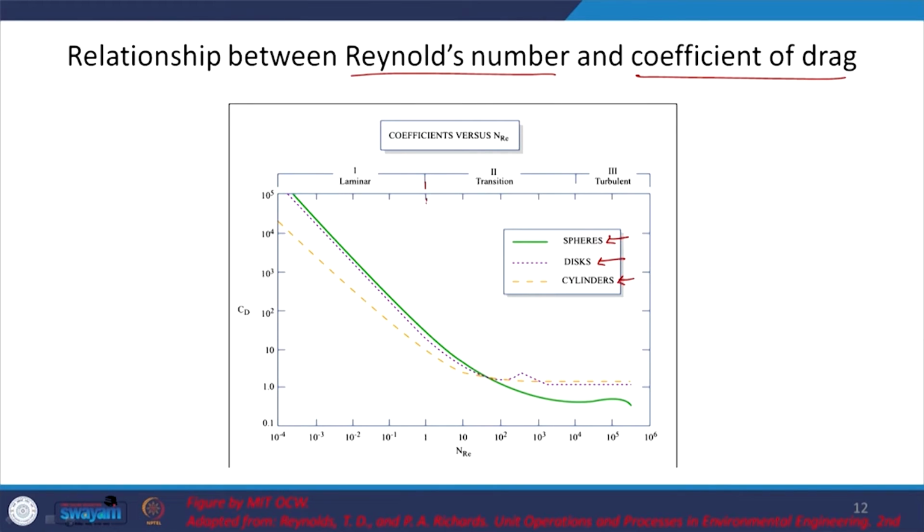So, here we have the laminar region, when the Reynolds number is less than 1, right, and then here we have the relatively turbulent conditions. And again we are just trying to look at the different profiles, because as we see it is dependent upon the shape of the particle too, right. So, here the coefficient of drag is decreasing with increasing Reynolds number.